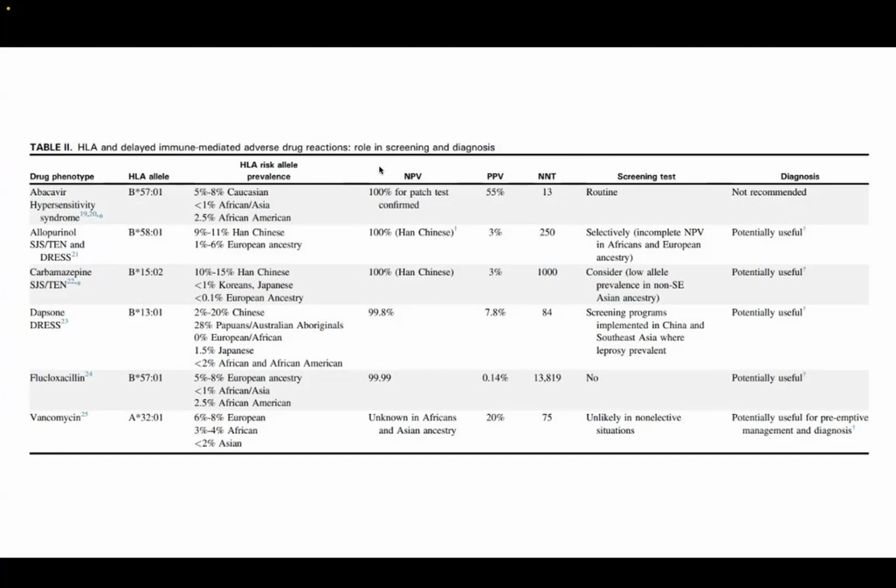So you have to know that in your population specifically before you consider this as a screening tool to know which patient is high risk. And in this table, they mentioned that specific populations are at risk or carrying that allele in different percentages, depending on the available studies.